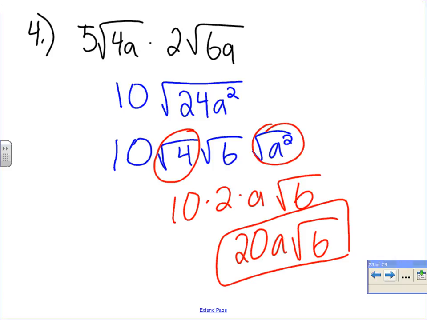Okay, I want you guys to try 5 through 9. The ones that are dividing, split them up into 2 different radicals and simplify.